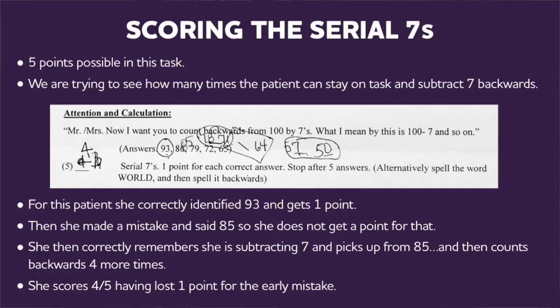Notice there are 5 points possible in this task. We are trying to see how many times the patient can stay on task and subtract 7 backwards. For this patient, she correctly identified 93 and gets 1 point. Then she made a mistake and said 85, so she does not get a point for that. She then correctly remembers she is subtracting 7 and picks up from 85, and then counts backward 4 more times. She scores 4 out of 5, having lost 1 point for the early mistake. Technically speaking, you can stop counting points after the first 5 answers.